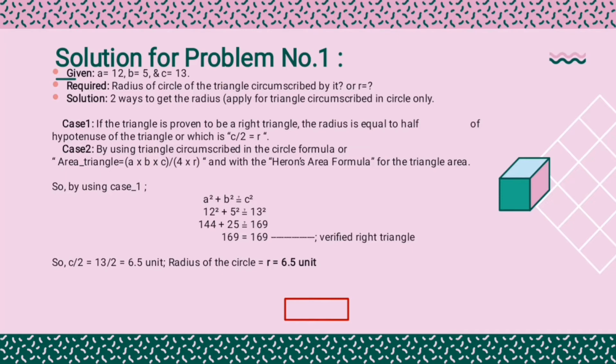So, in finding the radius of the circle, since it was proven that the triangle is a right triangle, the radius is equal to half of the hypotenuse of the triangle. So, we divide the hypotenuse of the triangle, which is 13, divided by 2, that gives us 6.5 units. So the radius of the circle is 6.5.